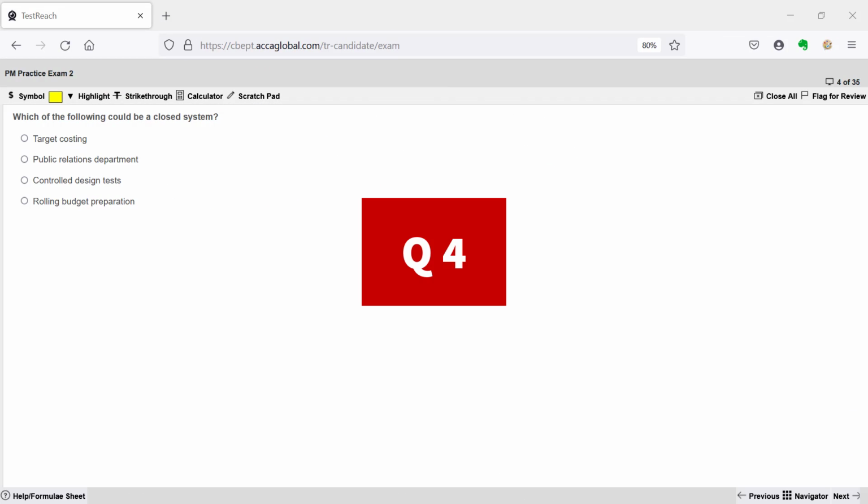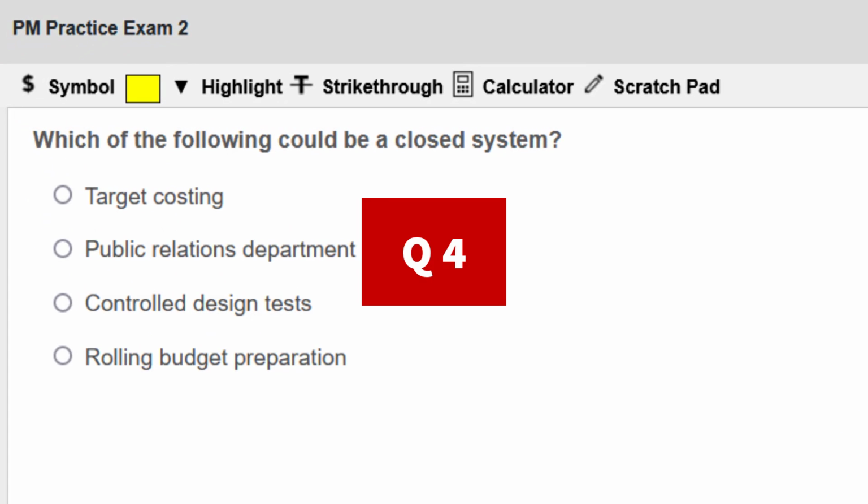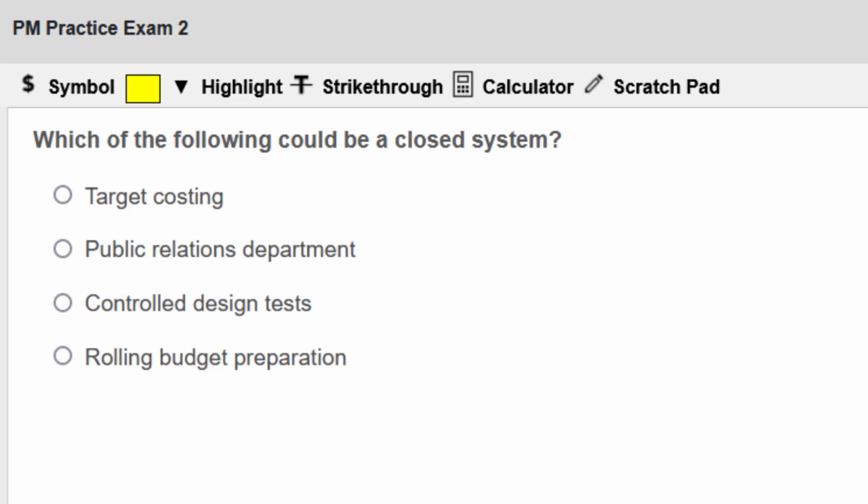Moving on to question 4, we have an easy question testing information systems. Boy, wouldn't it be a tragedy to get stuck on the difficult ones and run out of time, not even being able to try this easy question? So again, easy questions first. And I read the question stem, the task: which of the following could be a closed system? So we want a system that only uses internal information, no external information.